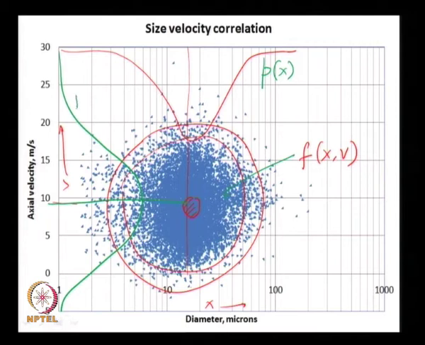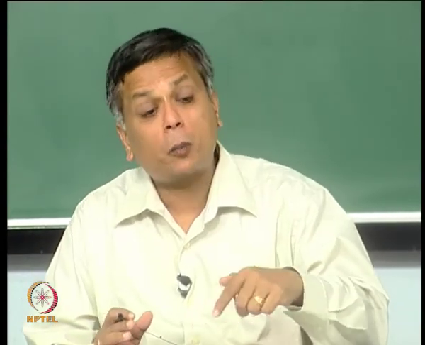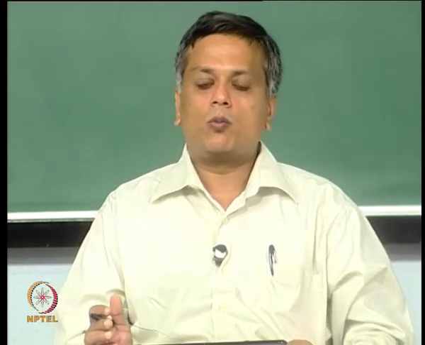This is my h of v. So, this is a graphical representation from a real data set of what p of x is, what h of v is, and what f of x comma v is. Okay. Now, when can I say that there is no size velocity correlation in this data set? That is a physical question to ask, and there are mathematical implications associated with it.